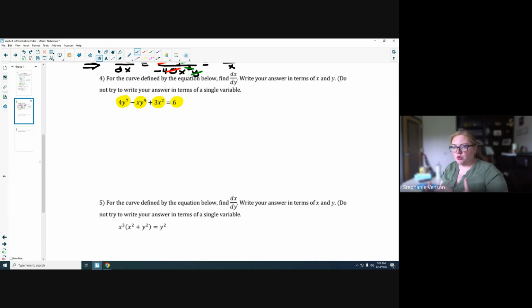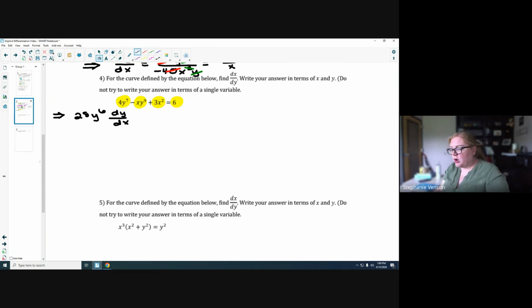So I'm going to go back through the rules that we've been talking about. Okay, so I know that if it just has a y, I'm going to take the derivative normally and then just write dy dx next to it. Okay, so 7 times 4 is 28. So the derivative of 4y to the 7th would be 28y to the 6th. But because I took the derivative with respect to y, or treating y as my variable, I'm going to write dy dx next to it. That didn't come out very nice, so I'm going to try again. Dy dx.